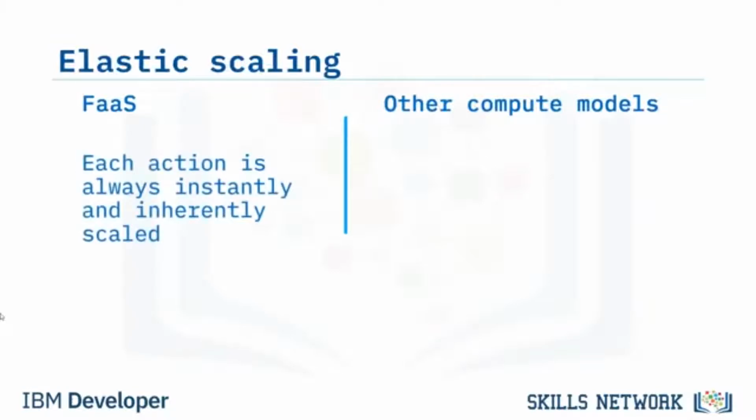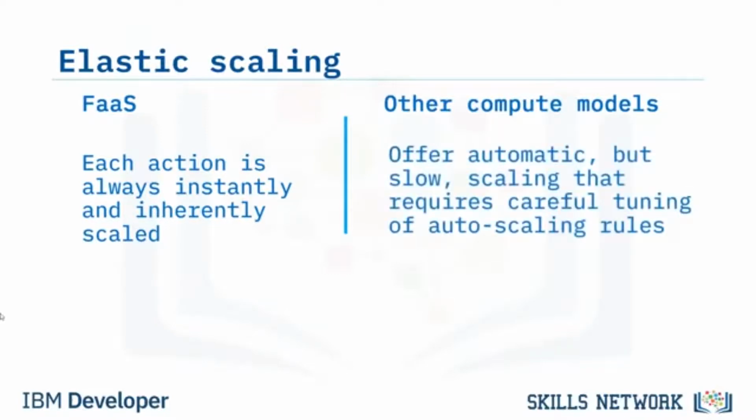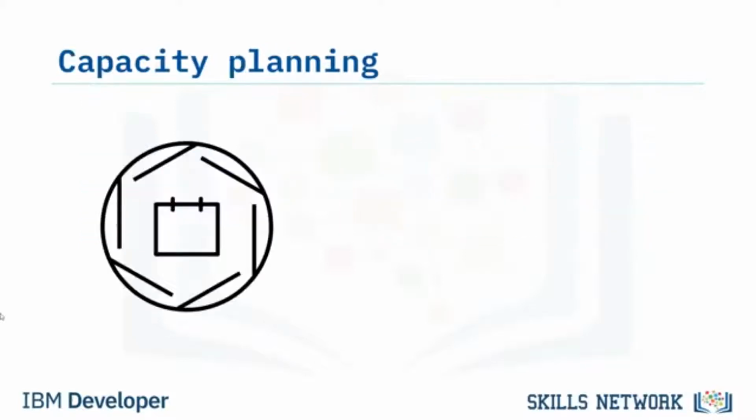Each action is always instantly and inherently scaled in response to demand. Other models also offer comprehensive, automatic, elastic scaling. The difference is that these models require careful tuning of auto-scaling rules. For example, since other models are less flexible than the pay-per-use model of FAS, over-provisioning during auto-scaling can result in large, unexpected cost increases. Therefore, rules about the conditions and limits of scaling need to be carefully defined to prevent surprises. FAS does not require capacity planning.